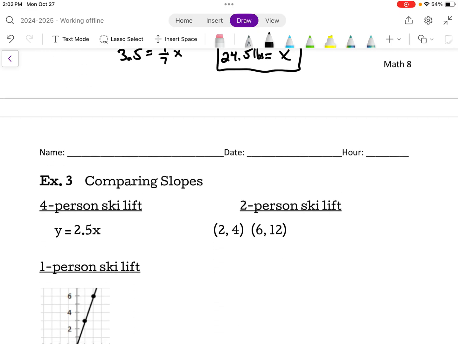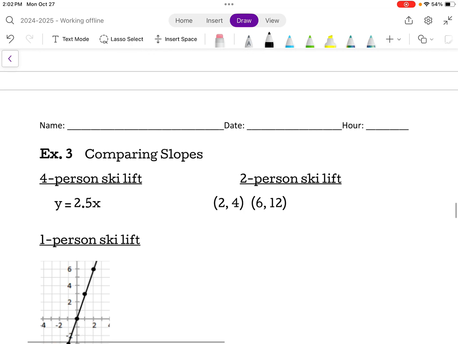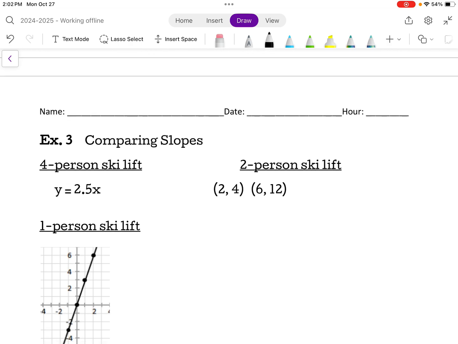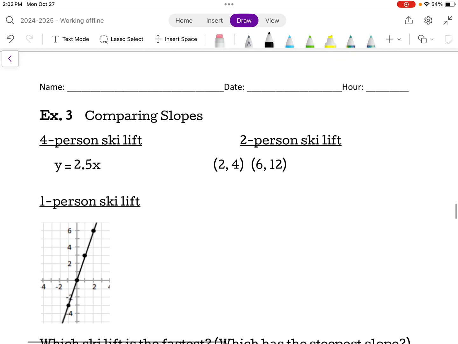All right, still doing a little bit more with this lesson. Let's compare slopes. So there's 3 different ways that we can find slope, and one of the ways is just to look at the number in front of x when it's in slope-intercept form. So because this equation is in slope-intercept form, because it's y equals mx plus b, I can just take the slope from it. So the slope of this 4-person ski lift would be 2.5.